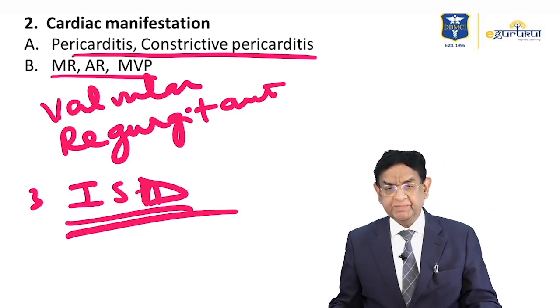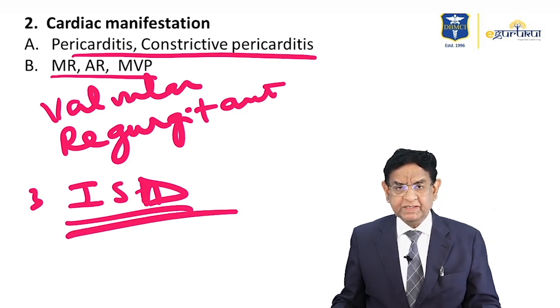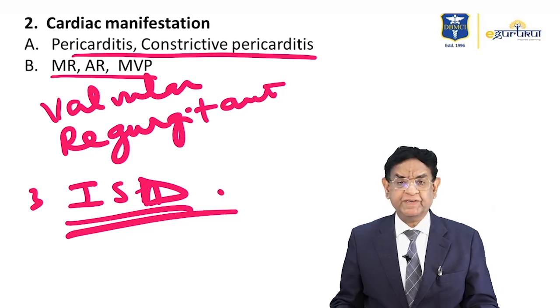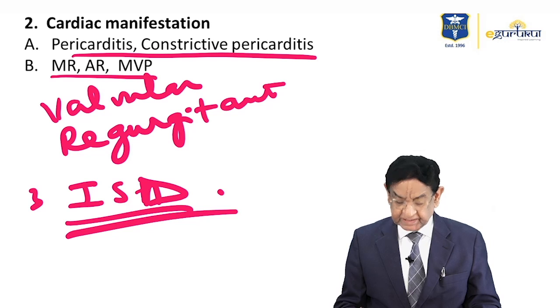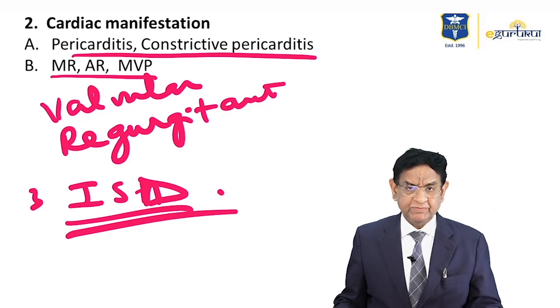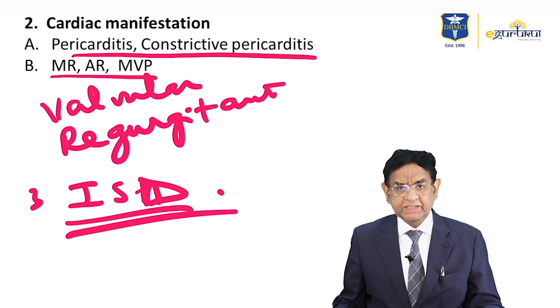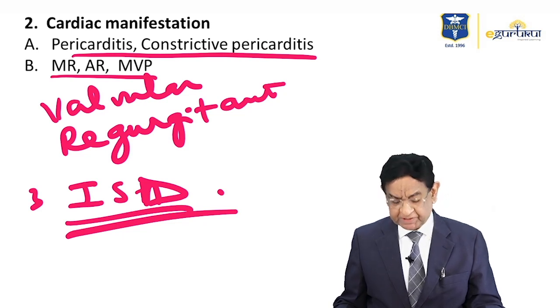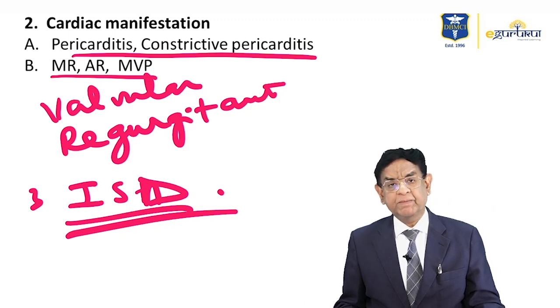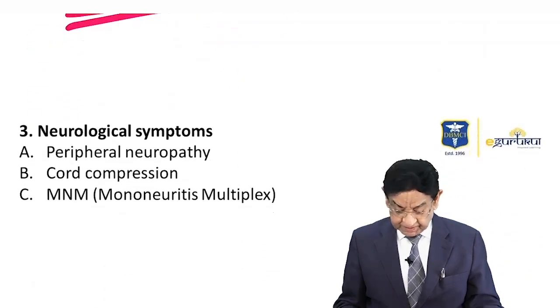It can lead to ischemic heart disease. In fact, RA is a good predisposing factor for ischemic heart disease, just like type 2 diabetes. What we always say in type 2 diabetes, ischemic heart disease is very common. Same thing, it is very common in these patients also. So that is about cardiac manifestation.